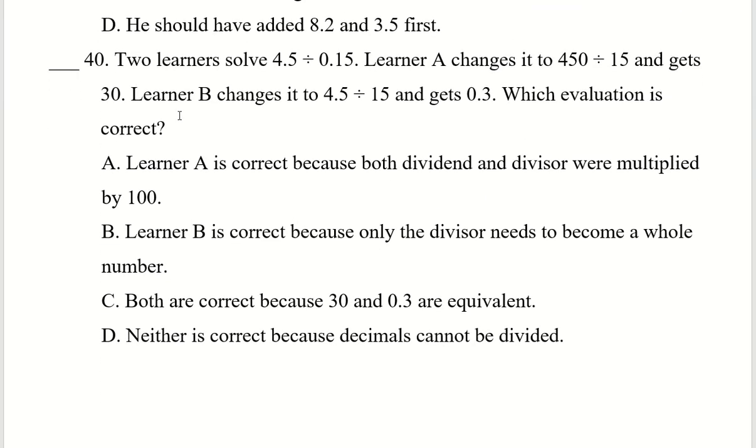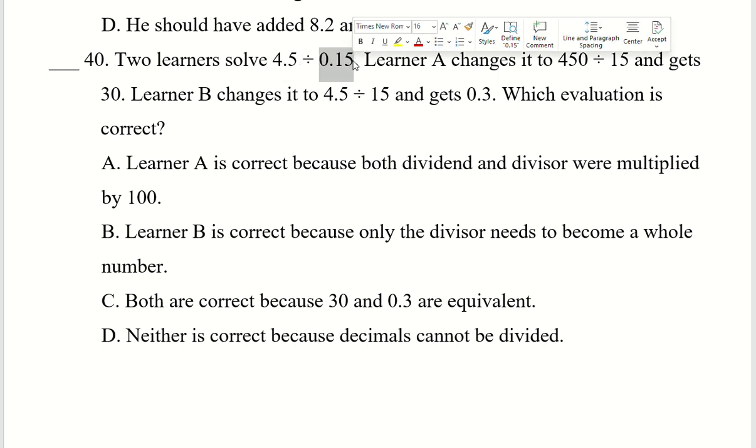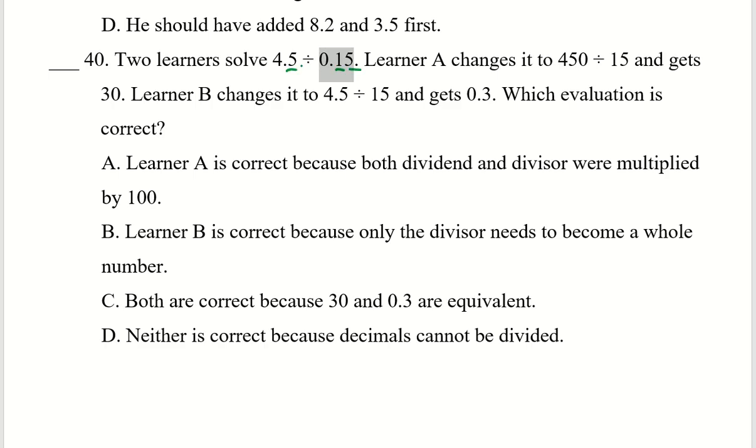And number 40, two learners solve 4.5 divided by 0.15. Learner A changes it to 450 divided by 15 and gets 30. Learner B changes it to 4.5 divided by 15 and gets 0.3. Which evaluation is correct? When you move po yung ating divisor, you have to move also yung ating dividend. If you make your divisor into a whole number, you have to move the decimal 2 places, 1, 2. You have to move also your dividend 2 places, 1, 2.